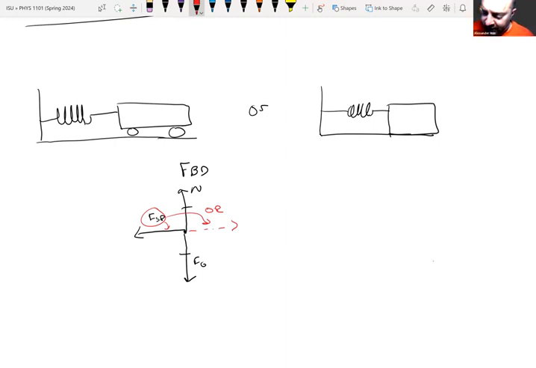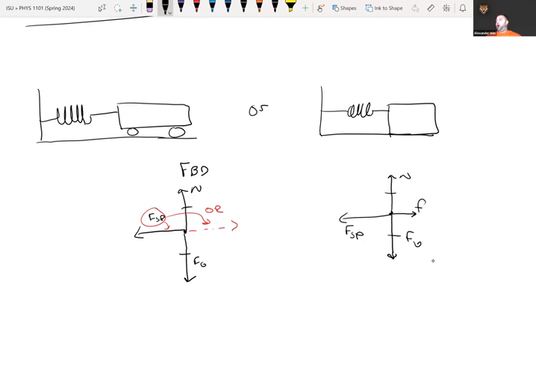In this one, let's say you stretched it for this other one. You still have FG and normal, and those don't really change. Those are not particularly relevant for this one. But let's say you stretched to the right, and so your spring force is back to the left. What you might then have is a friction force to the right. And depending on whether or not this thing was accelerating, that friction force could be greater than, less than, or equal to the spring force.